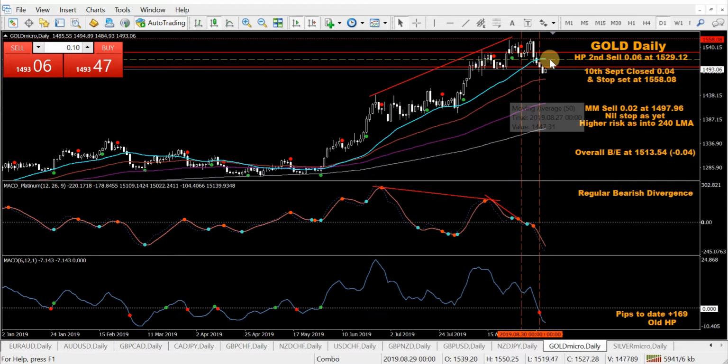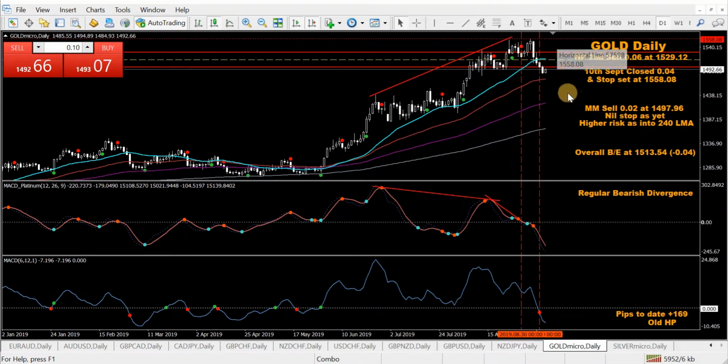And gold, sell, overall break even in there. It's already closed half. Yeah, looking all right. Making a few pips here. You can see gold has gone up nicely. It's sort of pulled back a bit. So it's always a high risk trade, but it's going all right.